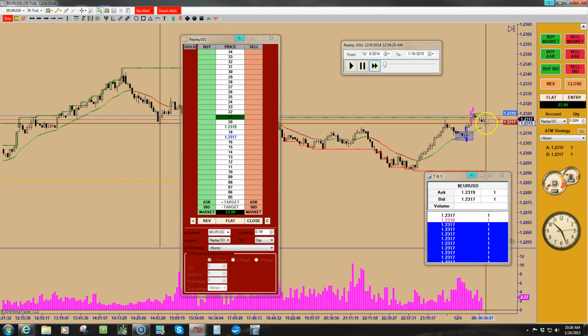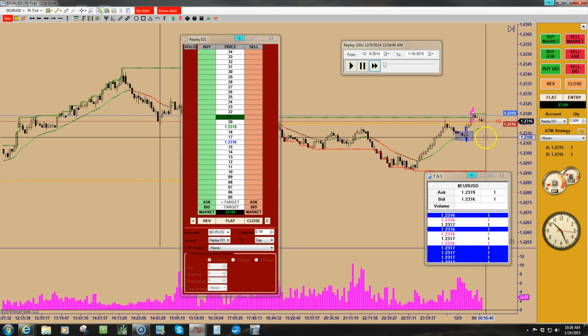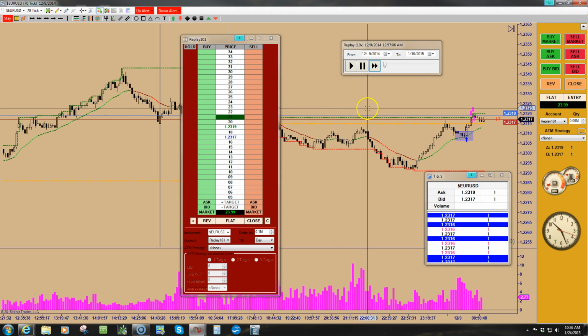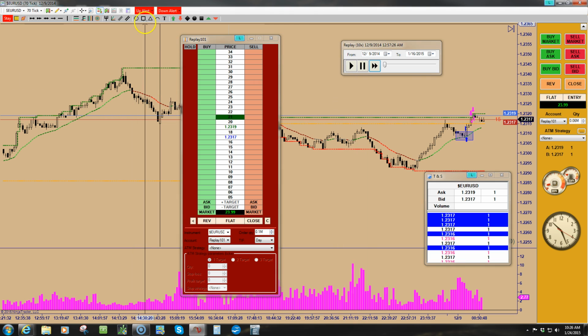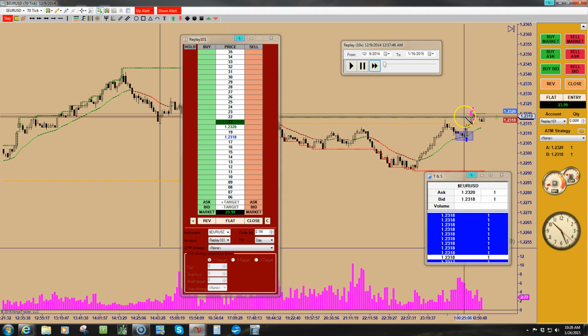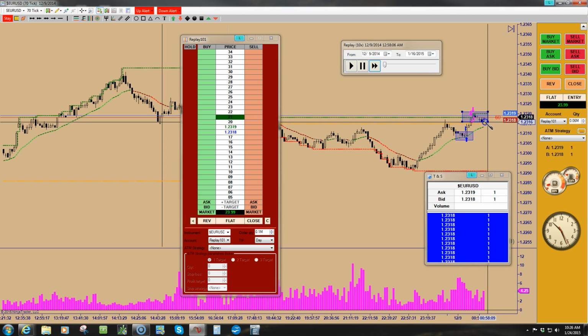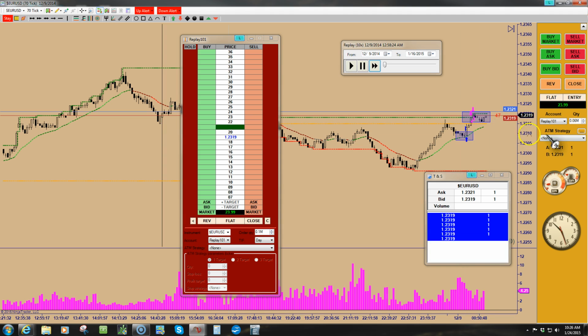We got some equal lows here. Looks like we might be building up some pressure to the upside. Let me go ahead and mark that. All right, if it breaks out of there, we'll want to take that. So we can get a full 10 pips out of this one, if it pops.